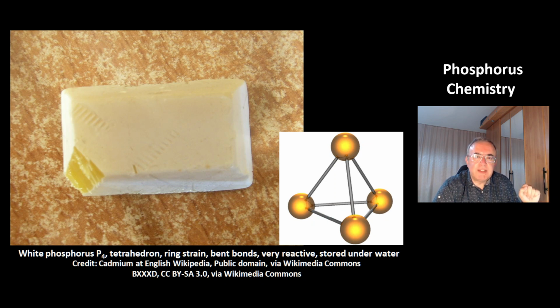But the structure has a ring strain because each phosphorus atom has 3 electron pairs. The tetrahedron angle is 109.5 degrees, but in a regular triangle, the angle is 60 degrees. However, there's a trick to reduce the strain: bending bonds. Atomic bonds can be bent. This means that the electron density is not along these edges, but above them. So the bonds are bent, and that's one way to partially compensate this ring tension. But still, the P4 molecule is very reactive, and you can store it under water.